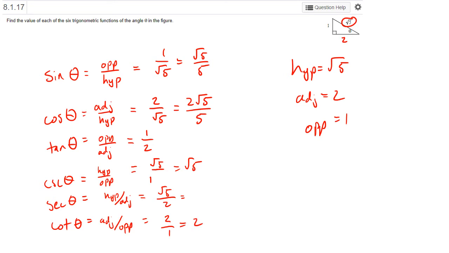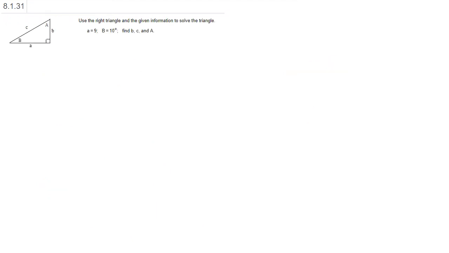And there you have it, very similar to the last problem. Really, the only difference is that the missing side was not the hypotenuse, it was something else. Okay, let's move on. Problem 31 is very similar, but it's now phrased slightly differently because we are given a triangle where nothing is labeled, except then we're given this textual information. A is equal to 9, so I'm going to go ahead and label that here. This angle is 10 degrees, and we are asked to find everything that is not labeled.